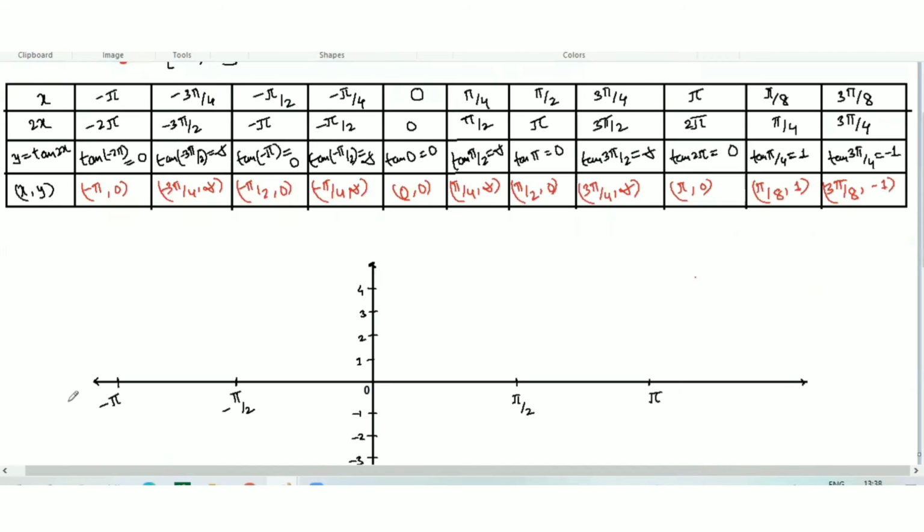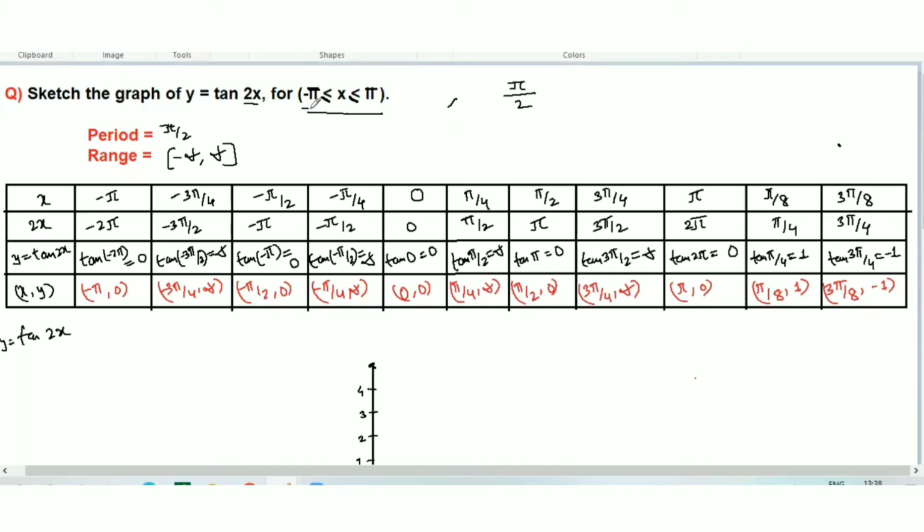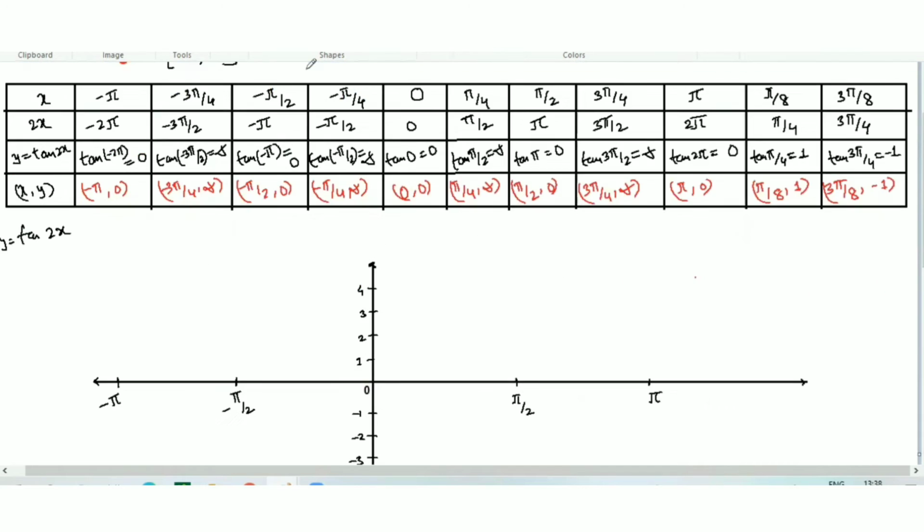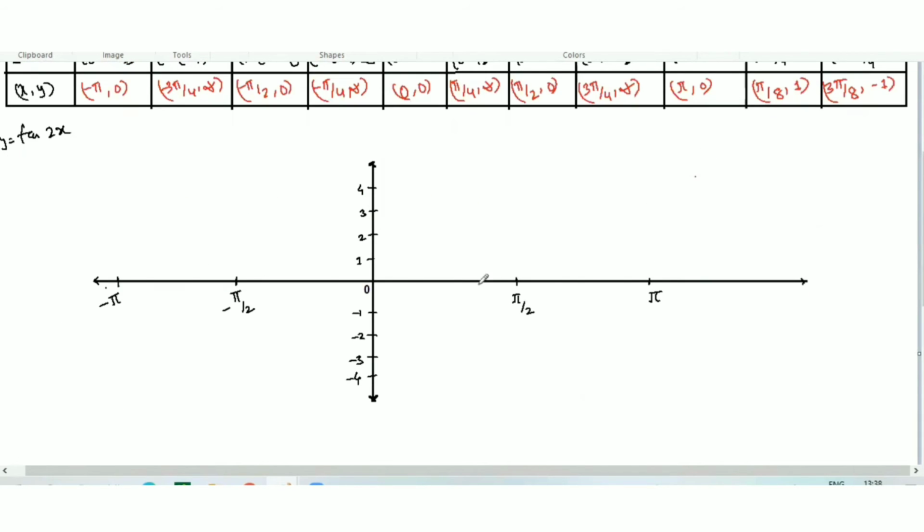So let's make a few columns here. I have taken x, and we have to draw the graph of tan 2x. So x, 2x, and then y equals tan 2x, and this is the coordinate point x and y which we have to plot in this plane. Let's take the domain as minus pi to pi. We have to draw the graph between minus pi and pi. This is the domain given, the restriction given here. So minus pi to pi.